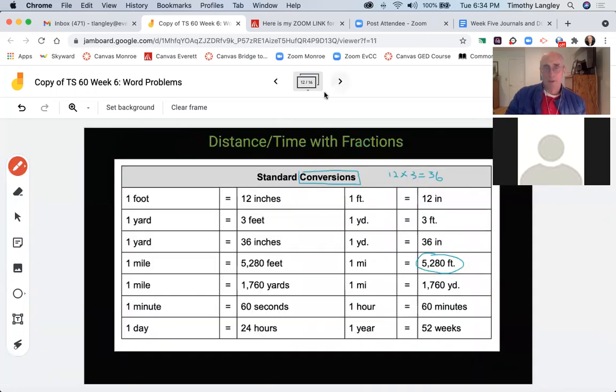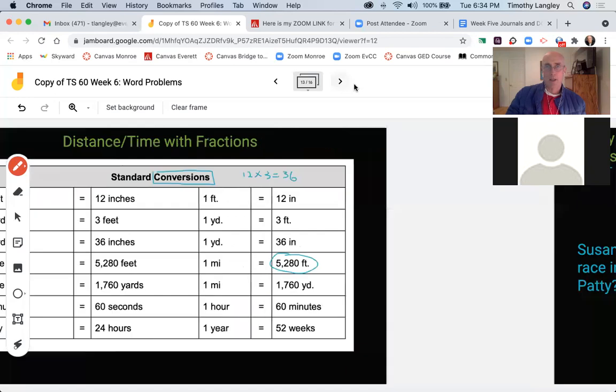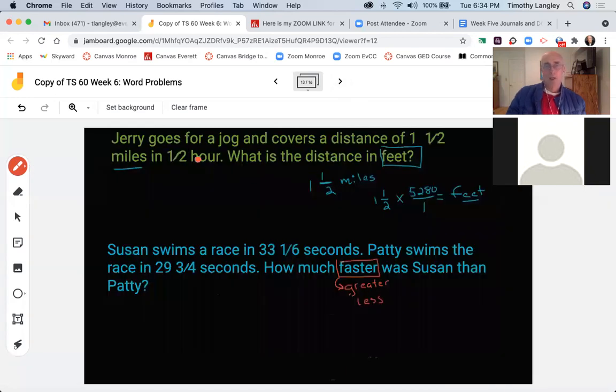All right, so this has to do with distances and times and feet and inches. It's a chart. Let's look at the question and kind of go back to a couple of them. Jerry goes for a jog and covers a distance of 1.5 miles in 1/2 hour. What is the distance in feet? Okay. Well, he goes 1.5 miles.